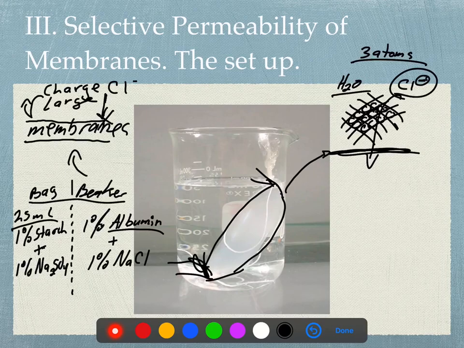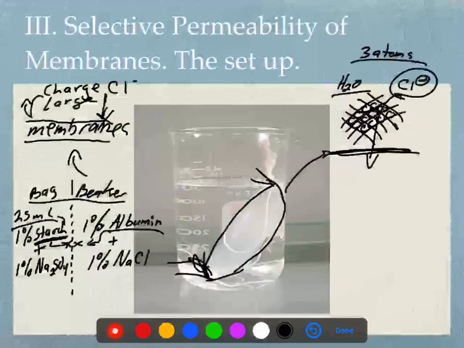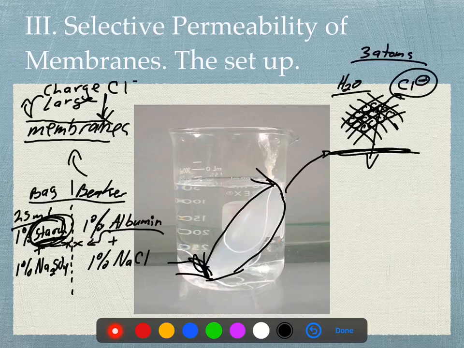Okay, so remember I said starch is just a massive molecule. That's a polysaccharide. It's huge. That guy will never be able to get through the membrane. Albumin, that's also a macromolecule. That's why it was in the macromolecule lab. That's not going to be able to get through the membrane. So if we let this bag sit in the beaker for 1 hour, we're going to find that starch that was in the bag stayed in the bag the entire time and never ended up in the beaker. And the albumin that was in the beaker will never end up in the bag. It's just too big to get through.